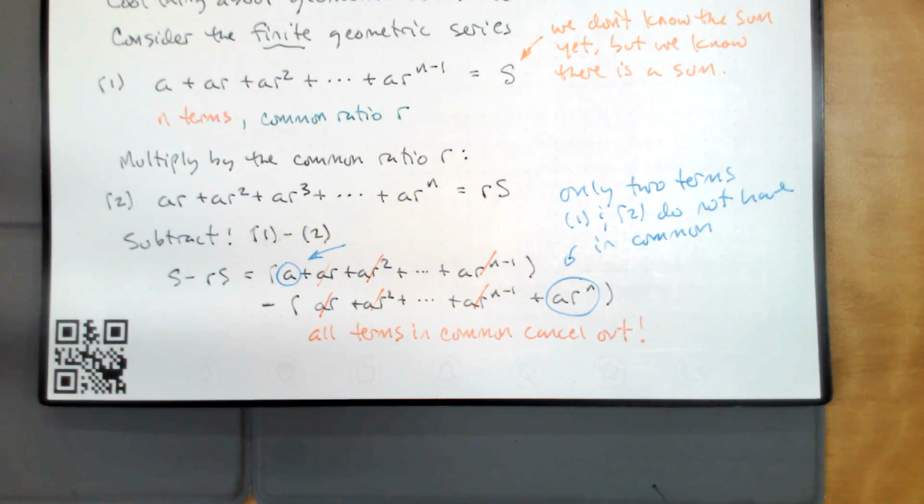It's similar to the maneuver that we did with the alternating harmonic series, where we multiplied by something, then we started lining things up. A little different in this case because we have a finite number of terms. So we don't have to worry about things like convergence, absolute or otherwise. But now if we look at what's left over, on the left we have S minus rS, and on the right I have a minus ar to the n.